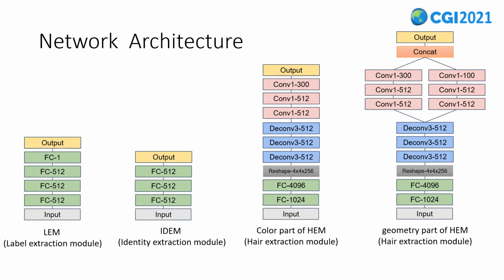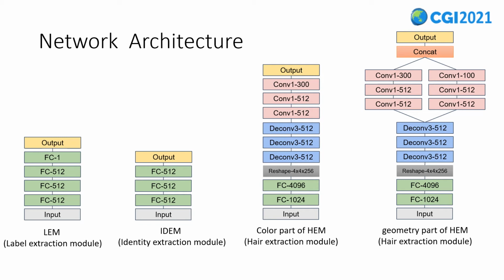This is the architecture of pre-trained LEM, IDEM, and HEM. The input is embedded portrait in latent space. In first 2 figures of LEM and IDEM, the output is binary label, or identity feature. So we take multi-layer perceptron as backbone.